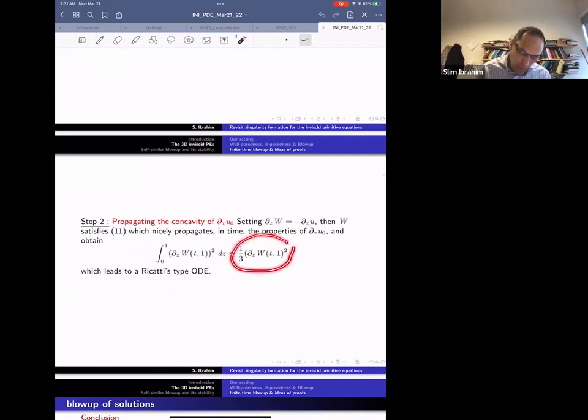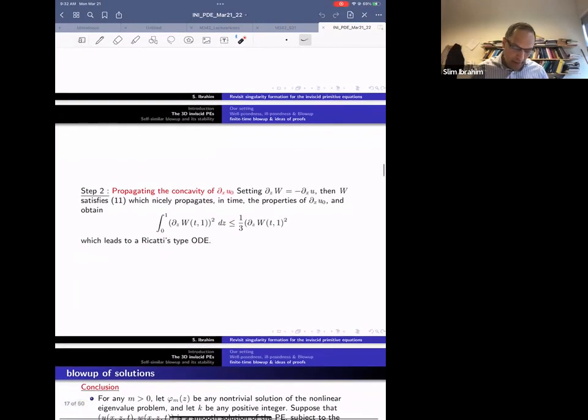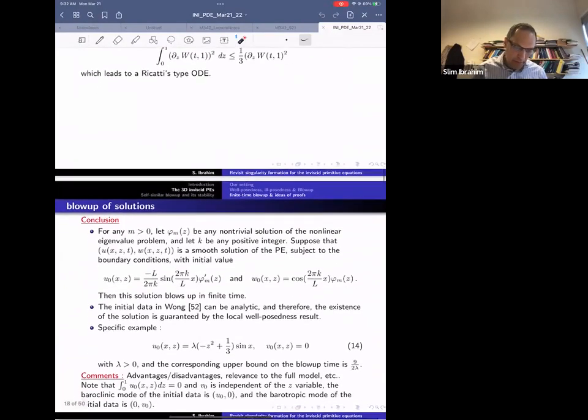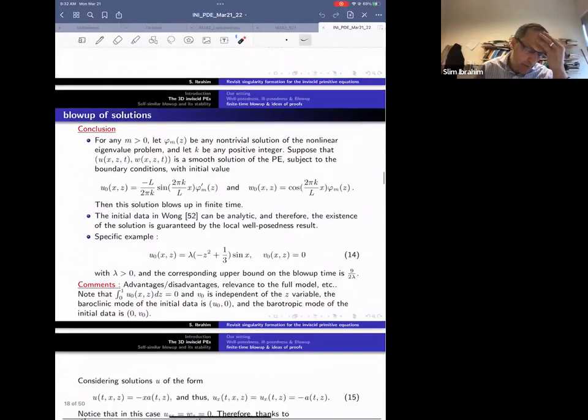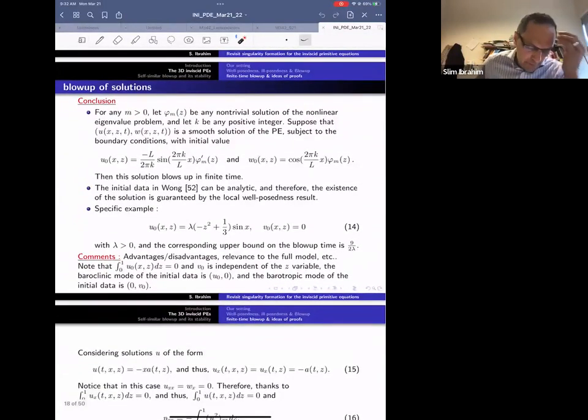And once you use this nice calculus identity using this convexity property, then you get the Riccati type differential equation, and you know that it has a finite time singularity. Okay. So this is the proof by Wong. So let me say a few comments here. Now, how to lift these results to the two-dimensional or three-dimensional primitive equation.